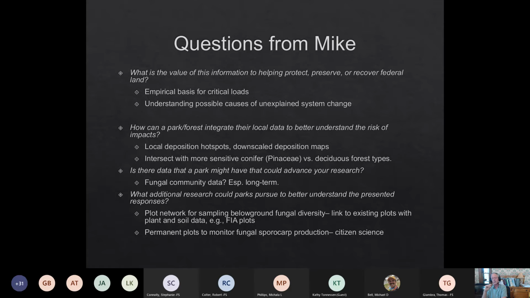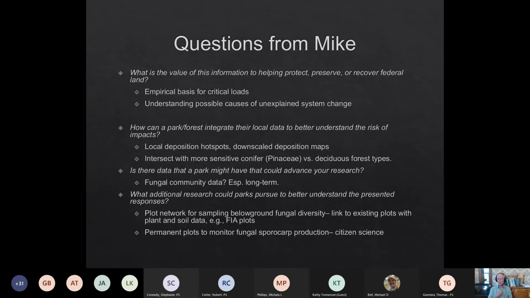How can a park or forest integrate their local data to better understand the risk of impacts? I think the two things you want to look at are: what is your local deposition? Are there hotspots on your landscape? For example, high elevation sites that might be particularly sensitive because of higher deposition, or conifer dominated sites, and especially where the two intersect. If you have higher deposition and conifer dominated systems, you're likely to have more change in the system, more rapidly, versus deciduous forests. So one starting point is to match these critical loads for this particular factor to your system.